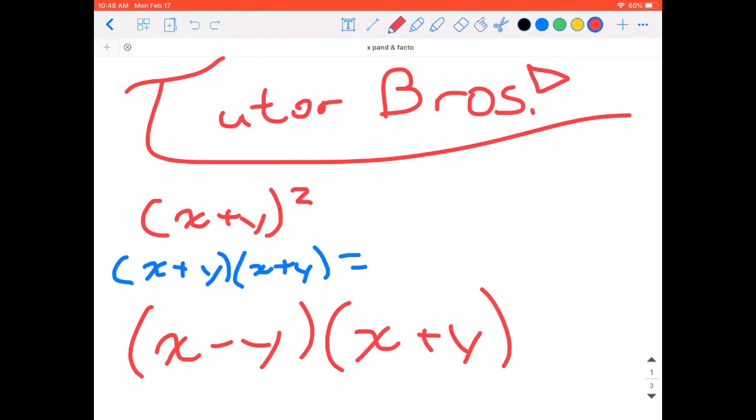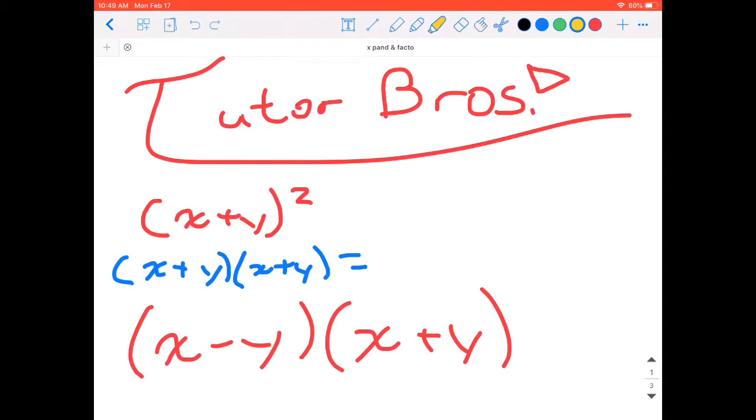Everybody, and welcome back to another video of Turbos, where we're just going to be expanding and factorizing things. And then in the end we'll do some HMMT questions. I'm pretty sure that's Harvard stuff. So the first thing that we're going to be looking at is (x+y)^2.